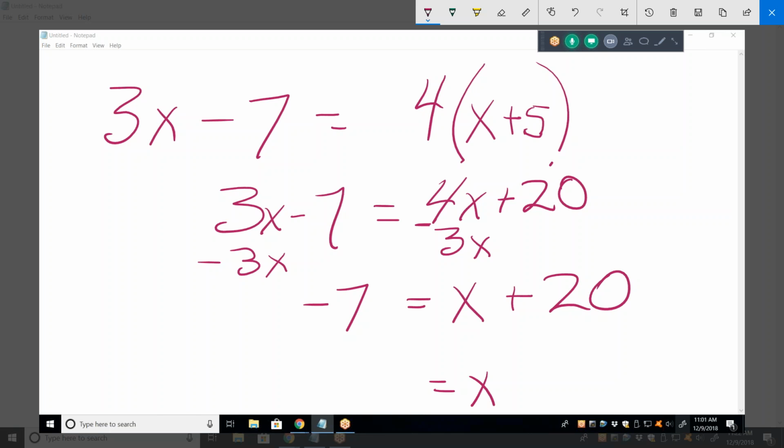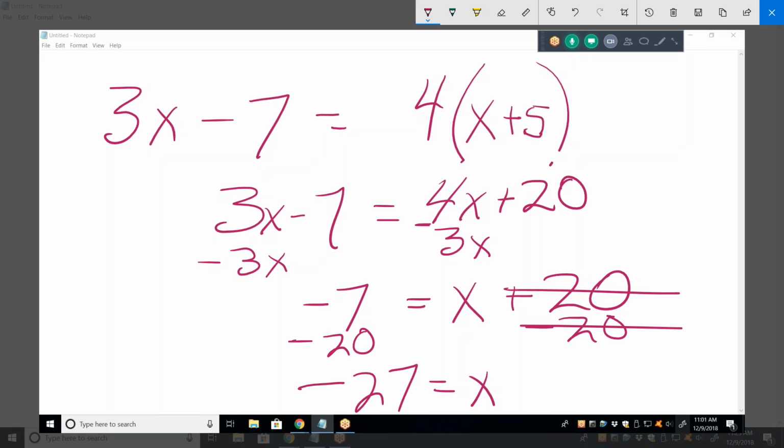That's what I'm trying to get into your head, that you don't have to have variables on the left, numbers on the right. You can have variables on the right, numbers on the left. It's just as good. Sometimes it's a much better way to do a problem. So how do I get rid of that plus 20? What's it currently doing? Is it adding, subtracting, multiplying, or dividing? You subtract it. Okay. So subtract 20 from both sides. And that equals -27. Okay. That's your answer. And that is the best way to do it.